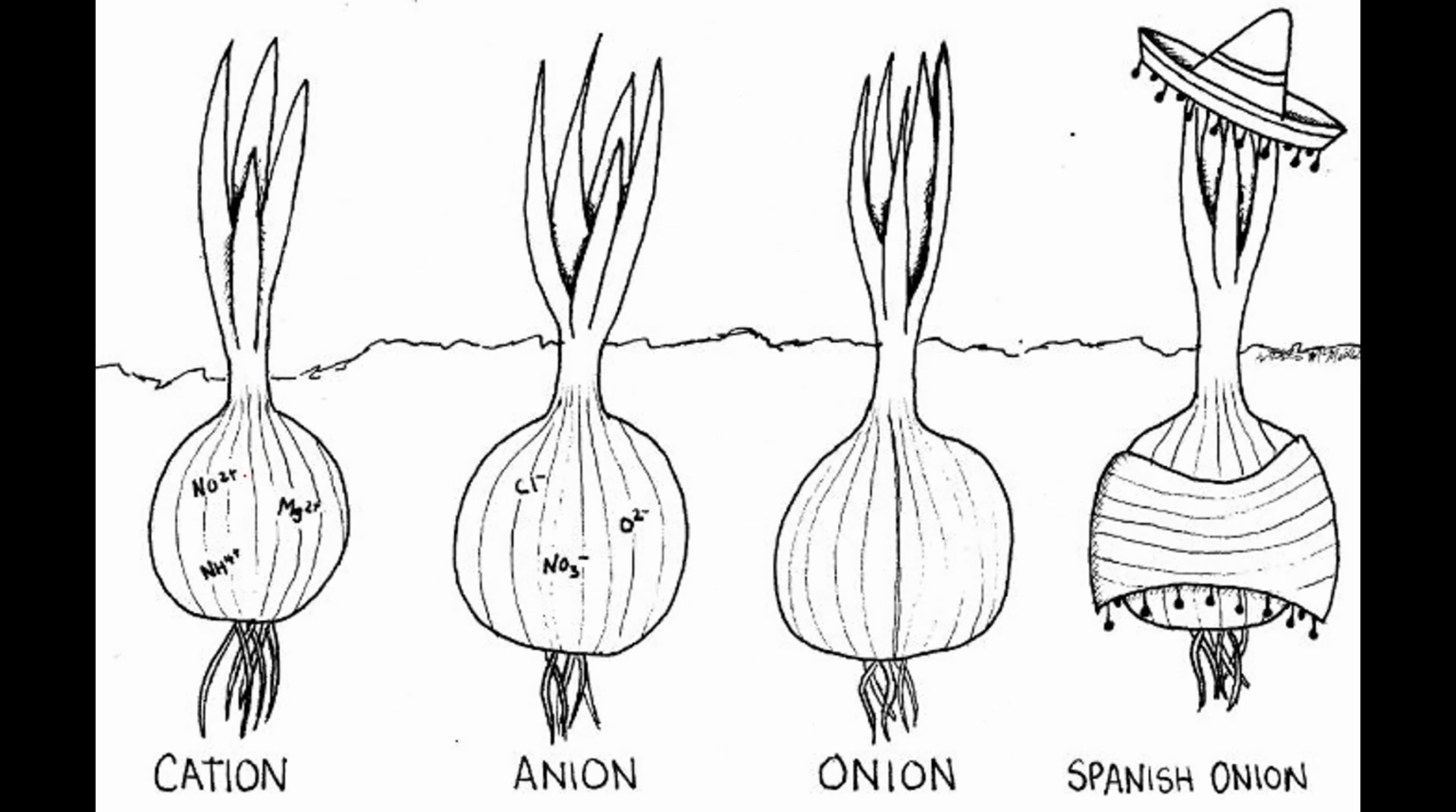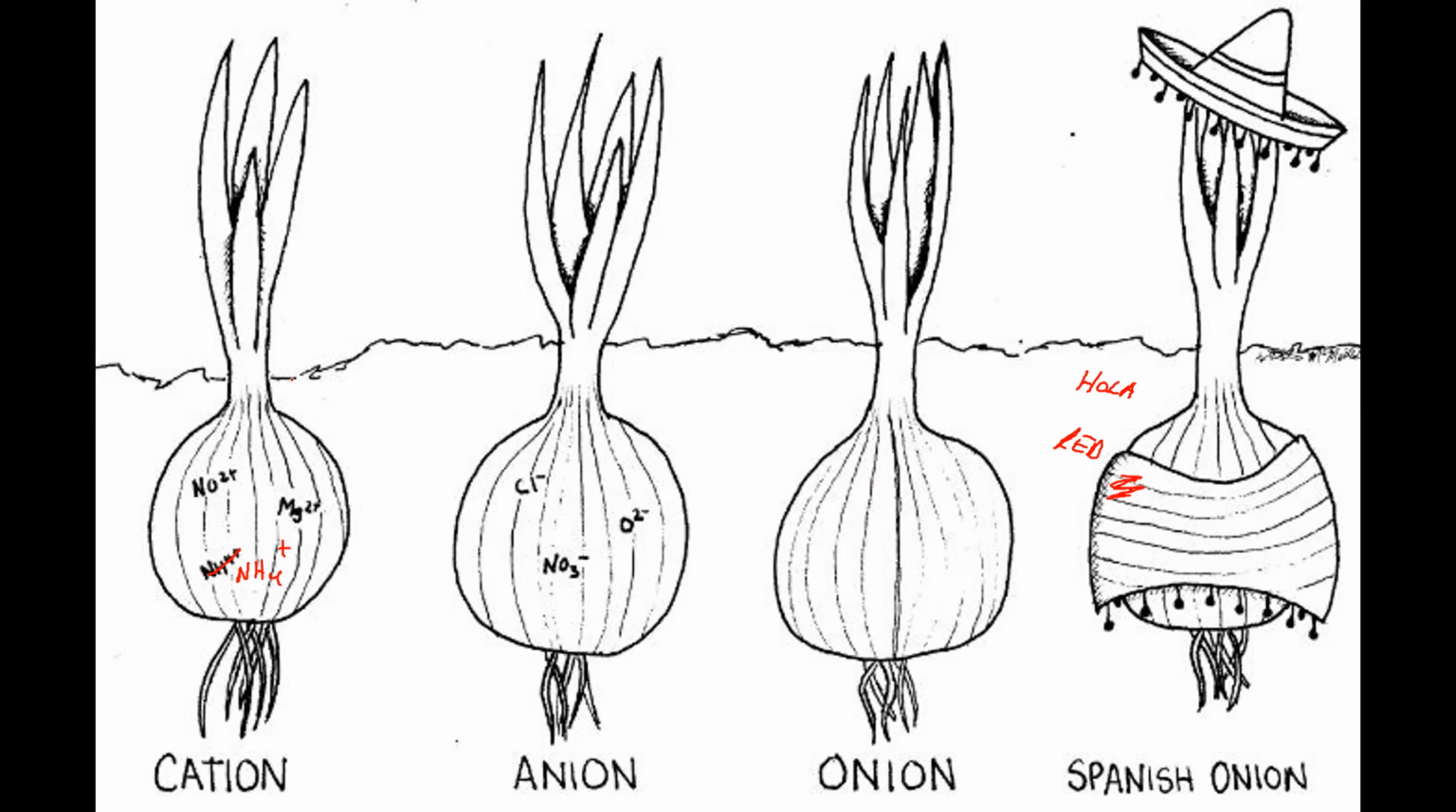We have cations, NO2+, that would be a molecular cation. That's an interesting one that was chosen for that. NH4+, I would probably write that as, I'm such a teacher, NH4+, Mg2+, those are all cations. Anions, there you go, good, Cl-, O2-, NO3-. So we got cations, anions, anions, and then Spanish onions, which might say hola, or we could color it red, and then it would be a red onion.